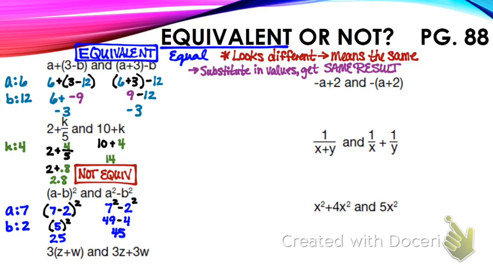You can't just take that squared and distribute inside those parentheses because of the minus. If it's a minus or a plus inside the parentheses, you can't just apply the squared to both pieces. It changes it too much. So this is not equivalent.